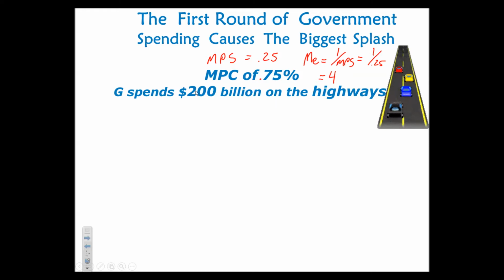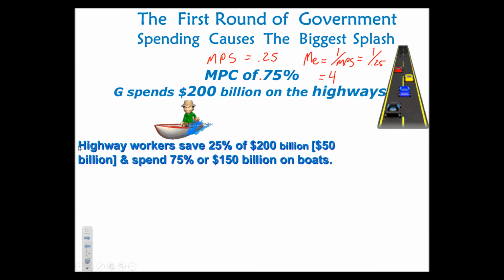So the government spends $200 billion on the highways. That $200 billion becomes other people's income. Okay? So the highway workers earn $200 billion. So this is kind of a simple example. These highway workers, because the MPC is 0.75 and the MPS is 0.25, are on average going to save 25% of that income of the $200 billion, which is $50 billion, and they're going to spend 75% of that income, or $150 billion, on new boats.